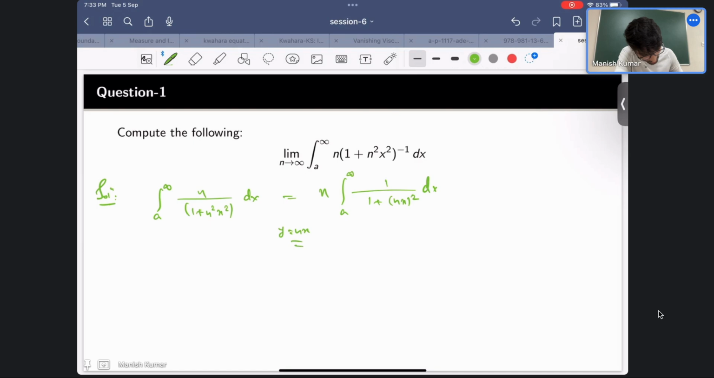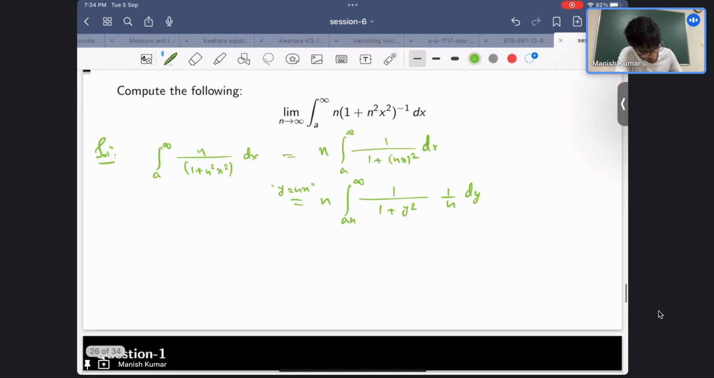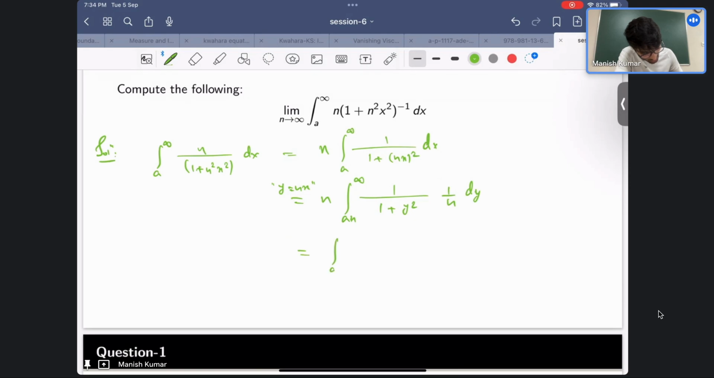If you do this substitution, what you get is: x was varying from a to infinity, so y will vary from na to infinity. This is 1 by 1 plus y square, and dx is nothing but 1 by n dy, right? So this n will cancel. So what you have is the integral from na to infinity of 1 by 1 plus y square dy. This is tan inverse y, evaluated from na to infinity. So tan inverse infinity is pi by 2, minus tan inverse of n a.